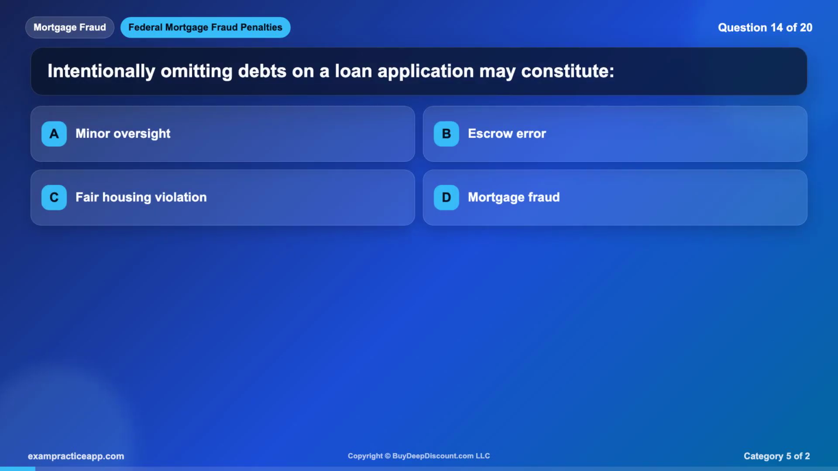Question 14. Intentionally omitting debts on a loan application may constitute option A, minor oversight. Option B, escrow error. Option C, fair housing violation. Option D, mortgage fraud. Take a moment to choose your answer. The correct answer is option D, mortgage fraud. Explanation: Intentional omission of debts is considered fraudulent misrepresentation.